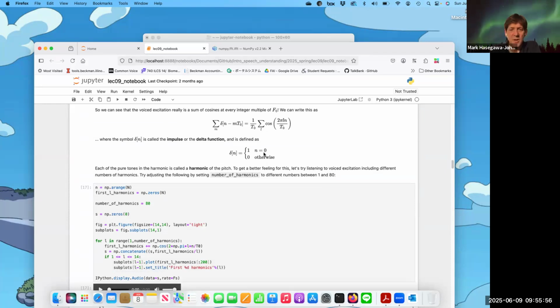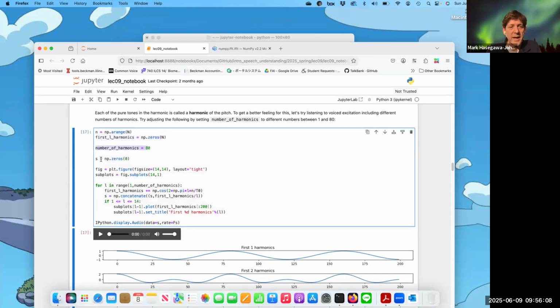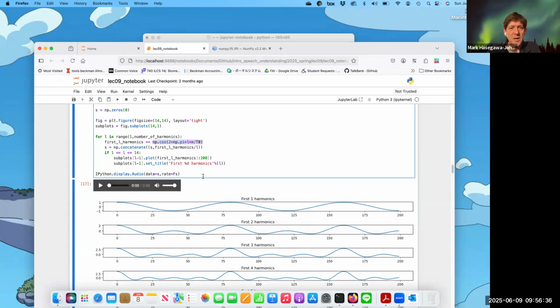The harmonic at 200 hertz is called the second harmonic, and so on. So if I can plot all of those first harmonics... We have the first L harmonics, and we're going to create 80 harmonics. I'll start out with a spacer which has 0. And then for each of those 80 harmonics, I'll create the first L harmonics, which will be all zeros to begin with, and then I'll add in ones. And then after I add in ones, I'll add in the first full harmonic, and then I'll add in the two harmonics and so on.